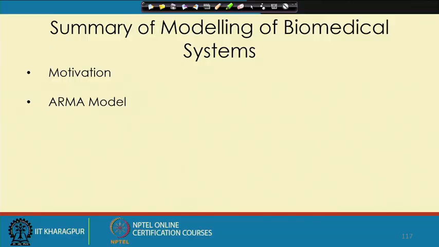So, now we will go for the summary of this session, the modeling of biomedical systems. First we look at the motivation behind it. We have seen a number of examples, starting from the EMG signal. In the case of EMG, say we want to lift a weight, and we are actually asking the muscles of our hand to exert that force to lift that weight.